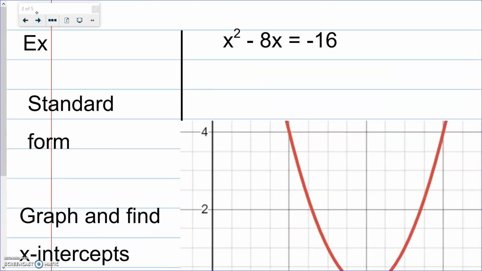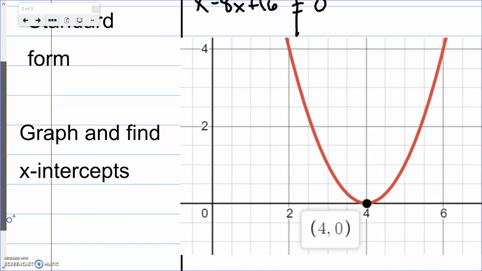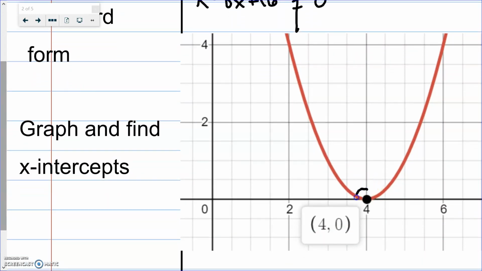If we look at another example, x squared minus 8x equals 16. Once again, it's not in standard form, so we add 16 to both sides. This becomes 0. Beautiful. Again, the 16 isn't like anything else, so we just bring everything down. We once again go to desmos.com. We plug it in, and we get a graph. Notice this time we only touch the x-axis once, and so we only have one real solution. And notice it's at the vertex too.